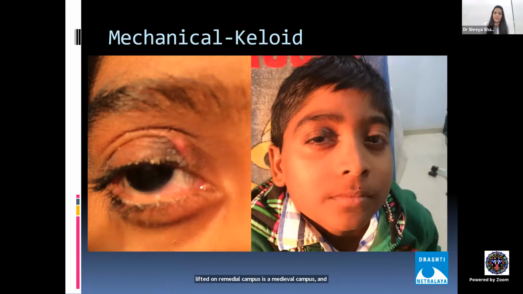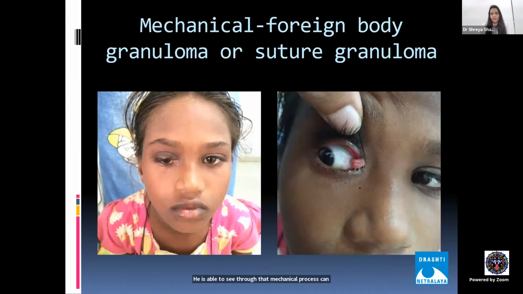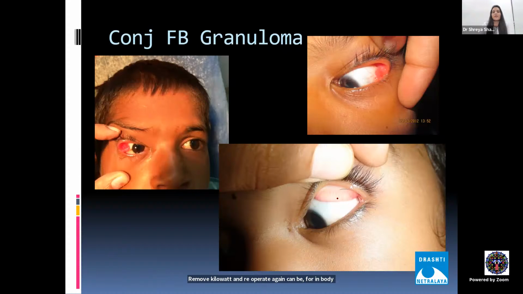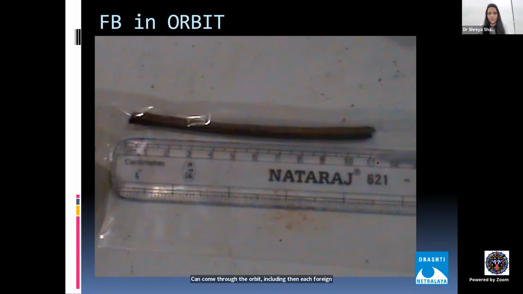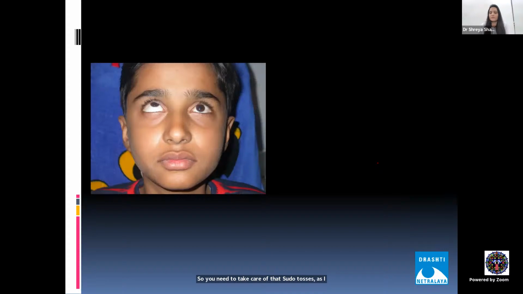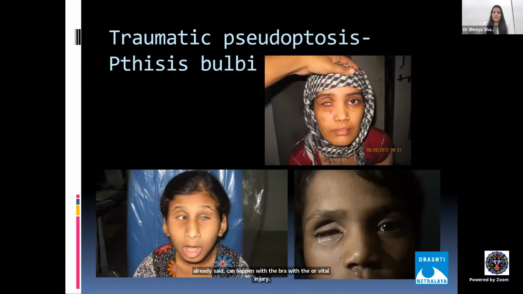Mechanical ptosis can happen just because of keloid. Remove the keloid and reoperate again. There can be foreign body granuloma or suture granuloma. Need to take care. Simple, don't forget small foreign bodies which can create granuloma, or a foreign body can be too large, can come through the orbit, including a 10-inch foreign body also. So you need to take care of that. Pseudoptosis, as I already said, can happen with the brow, with orbital injury. So you need to take care of pseudoptosis. With phthisis bulbi also, you feel that is a pseudoptosis. So, you need to treat the orbit.